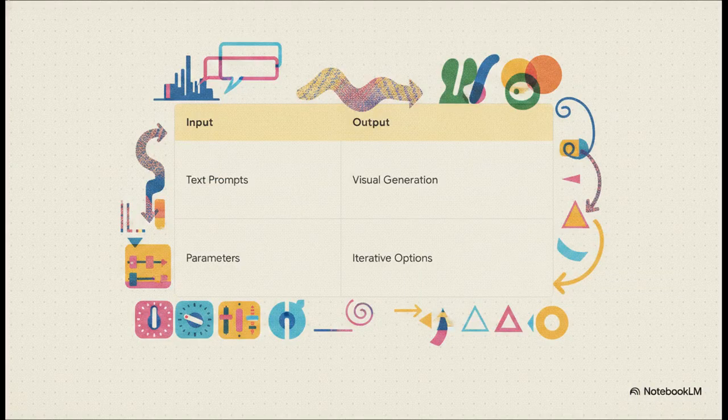So let's break down how the mechanics actually work here. On the input side, you've got your text-based prompts, like our cityscape, along with specific parameter adjustments. Think of those as your levers and dials. Then on the output side, the guide translates all those inputs into a high-fidelity visual generation. But here's the real kicker, it also offers iterative design options. That means it doesn't just spit out a single, static final product and say, here you go. It hands you complete control over the creative feedback loop so you can tweak, refine, and perfect your vision in real time.